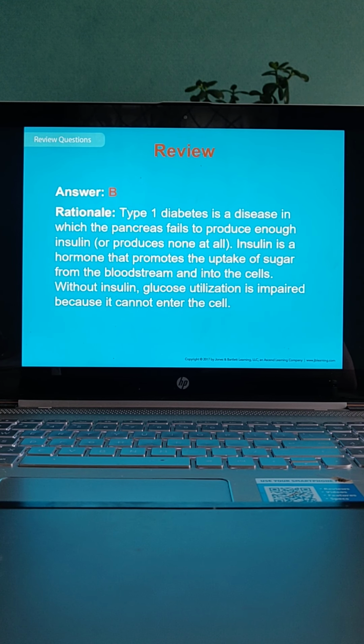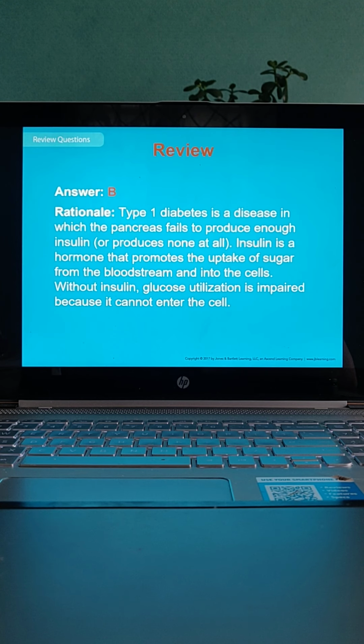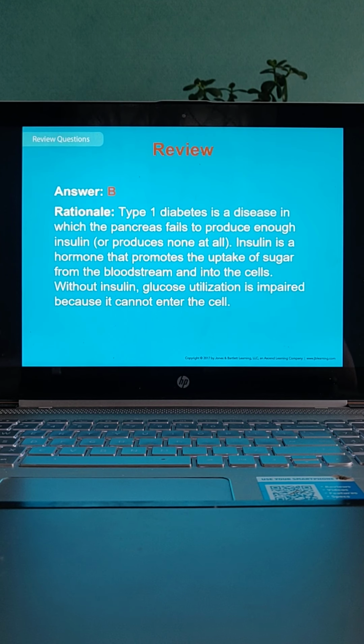Type 1 diabetes is a disease in which the pancreas fails to produce enough insulin or produces none at all, because our immune system is creating antibodies to hinder the pancreas from doing its job. Insulin is a hormone that promotes the uptake of sugar from the bloodstream and into the cells. Without insulin, glucose utilization is impaired because it cannot enter the cell.